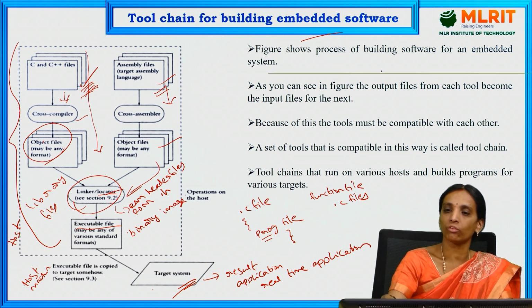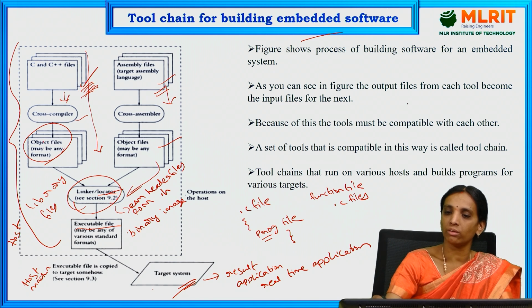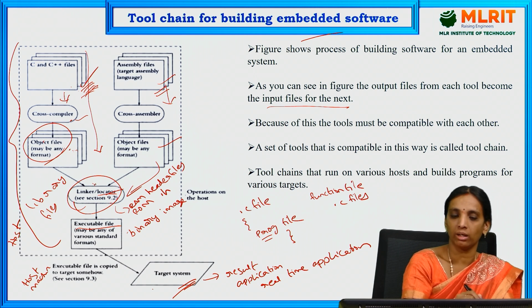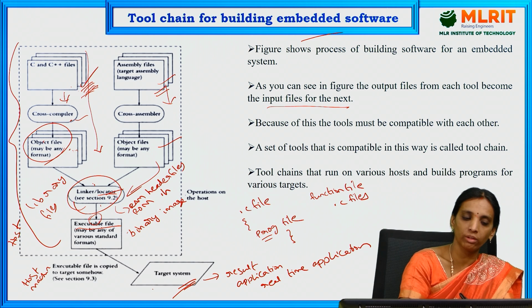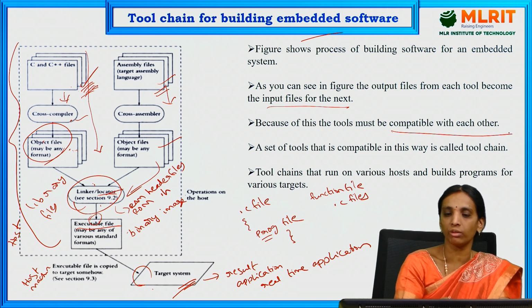Here it shows the process of building software for an embedded system. The output files from each tool become input files for the next. This is the input file for the cross compiler and this is the output file for the cross compiler. This output file becomes an input file to the linker. From the linker, the output file is the executable file. This output file becomes the input file to the target system. Because of this, all the tools must be compatible with each other.